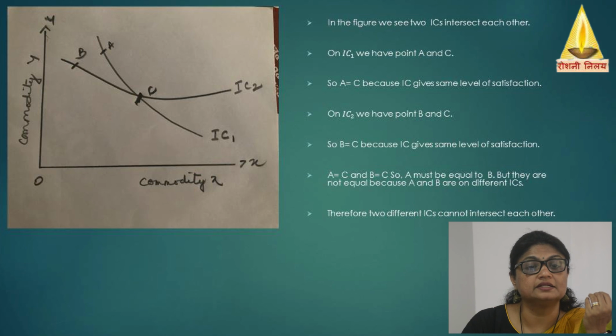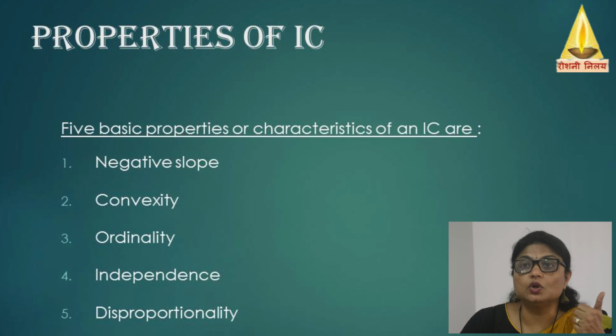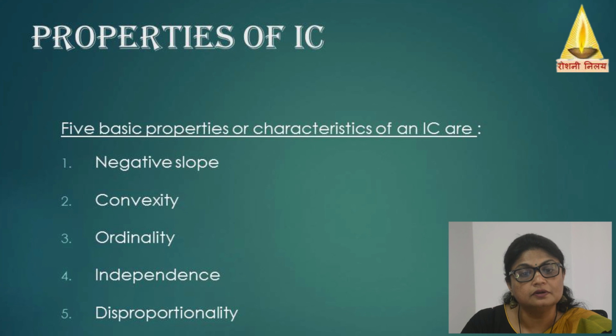So, once again I will tell you the 5 properties of indifference curve: negative slope, convexity, ordinality, independence and disproportionality. So indifference curve is a curve which shows different combinations of two goods which give you the same satisfaction, and it is based on diminishing marginal rate of substitution, and there are 5 properties of indifference curve.